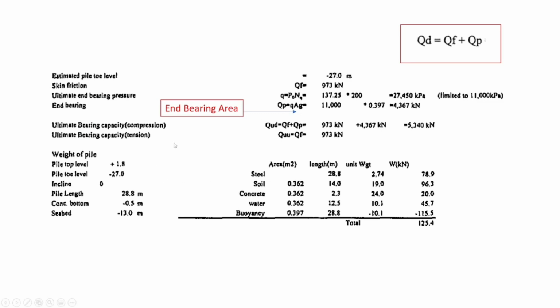The ultimate bearing capacity for compression is QUT equal to QF plus QP, equal to 973 plus 4367. So the total value is 5340 kilonewton. We're not going to discuss the tension capacity in this video. So that is how we calculate the ultimate bearing capacity in compression for these steel piles.